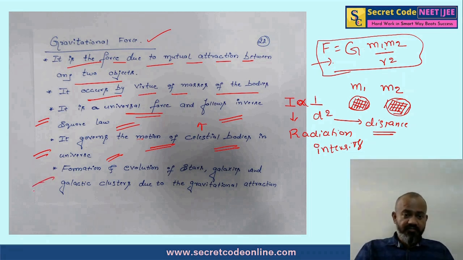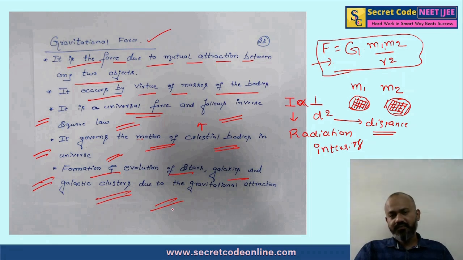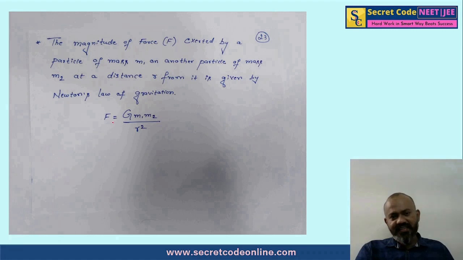The next: the formation and evolution of stars, galaxies, and galactic clusters are due to gravitational attraction. Gravitational force explains the complete evolution of these stars, galaxies, and all. Based on gravitational force only, everything is going in their own paths. Gravitational force is very important to explain these things. That's it, guys. Let's move on to the next slide. In this slide, they have given the equation F is equal to gravitational constant G m1 m2 by r square.